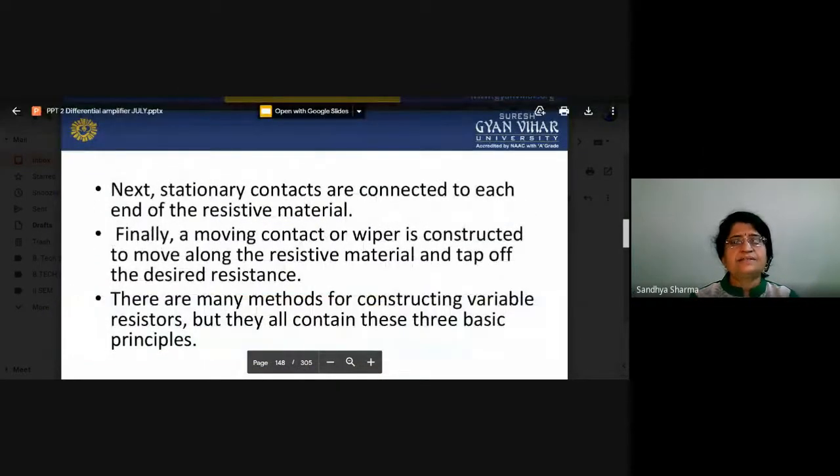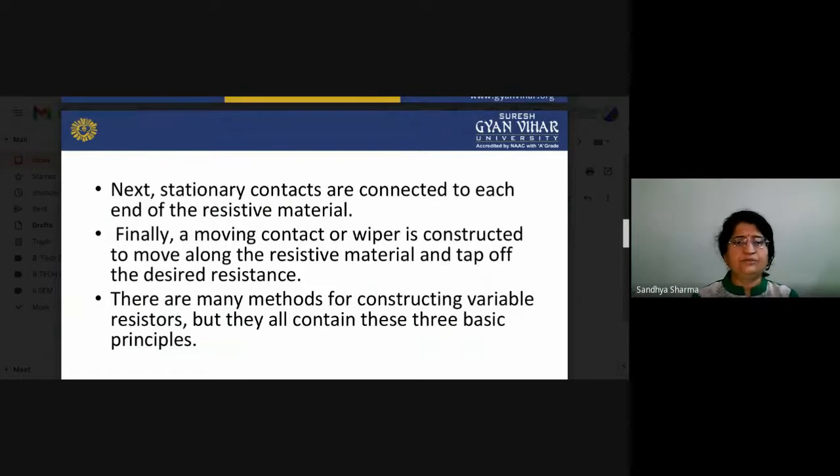So next, stationary contacts are connected to each end of the resistive material. Finally, a moving contact or wiper is constructed to move along the resistive material and tap off the desired resistance. So there are many methods for constructing variable resistors, but they all contain these three basic principles.